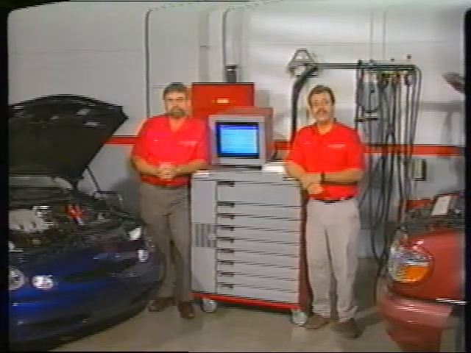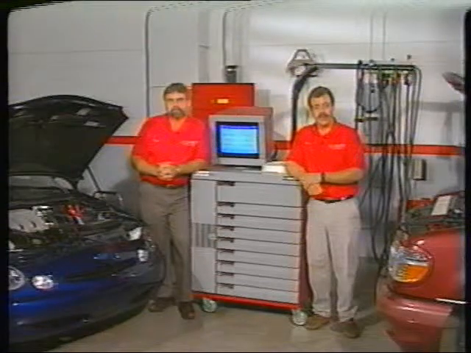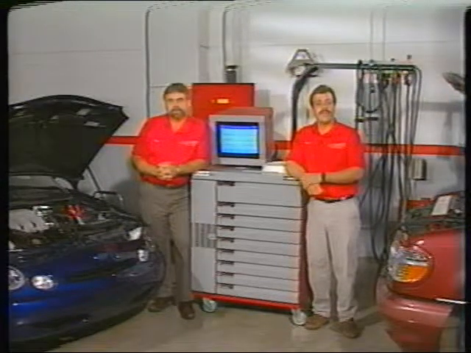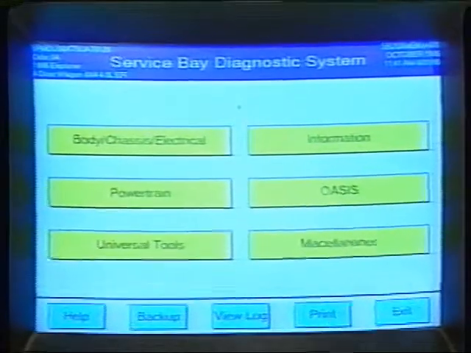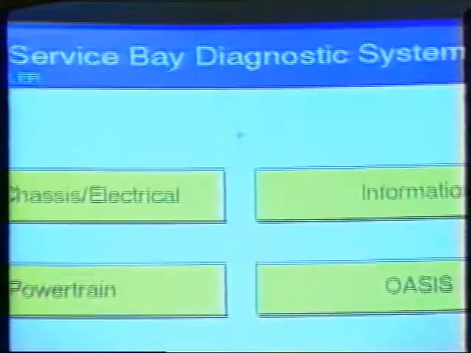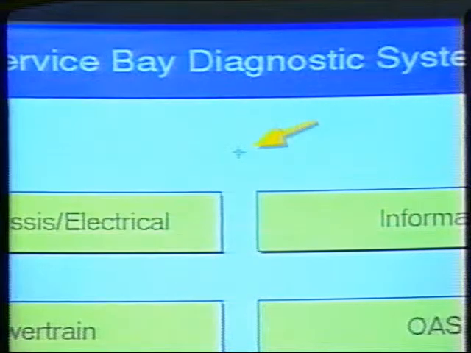We'll be using the 1996 Taurus and Sable configuration along with the 1995 Explorer Limited. In addition to the new tools available on SBDS, we've also made some screen changes. One of the first screen changes you're going to notice looking to the screen is our cursor. We've changed the cursor into a crosshair design. This is intended to help you locate the cursor on the screen.